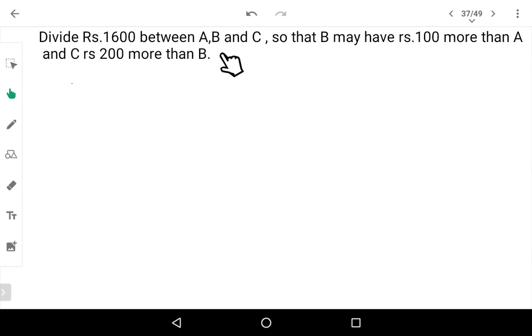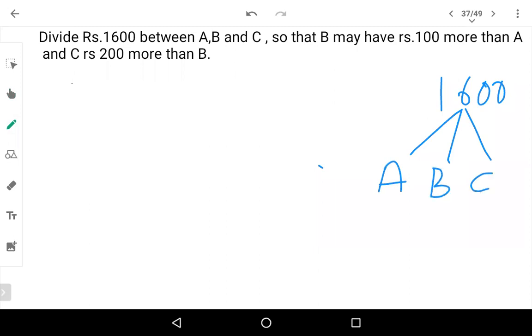Okay, so we'll read the question once again. Listen carefully and understand. Divide rupees 1600 between A, B and C. So what is the total amount that we are dividing? We are dividing 1600 rupees between 3 people, A, B and C. Okay. Now, how is the division done? That is also given to us. So that B may have rupees 100 more than A. So B is going to have 100 rupees more than A.